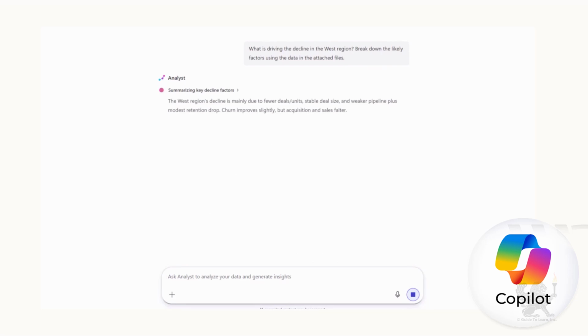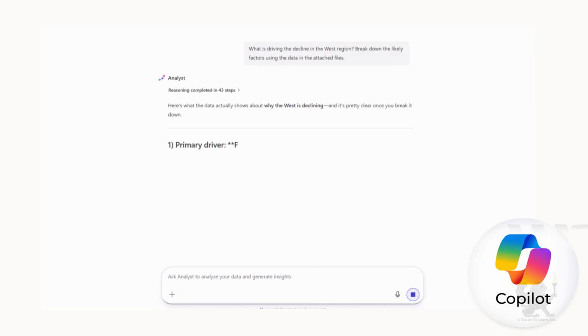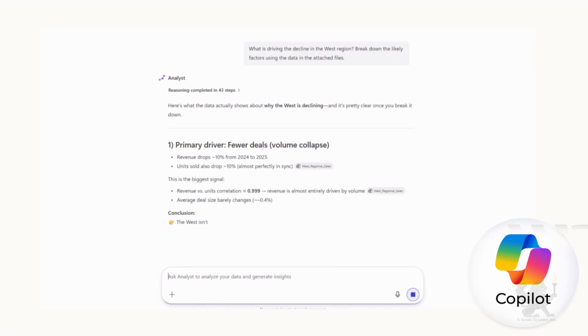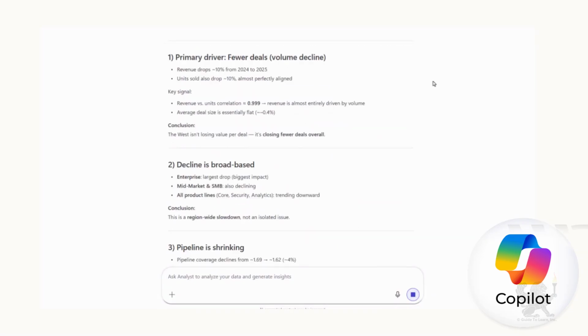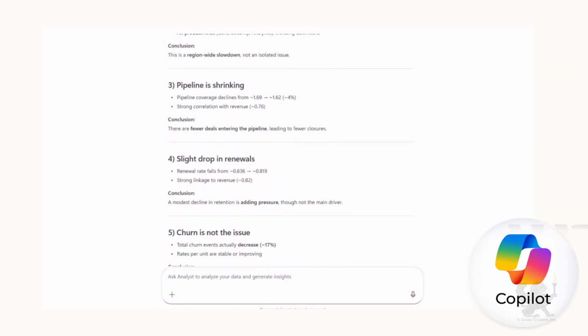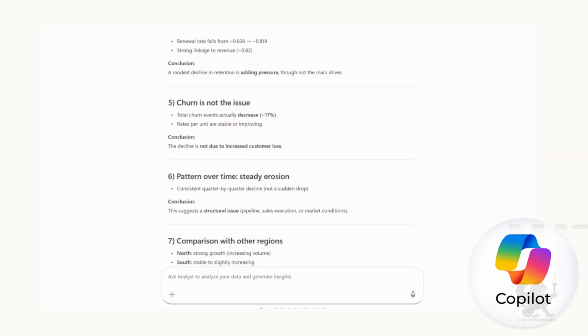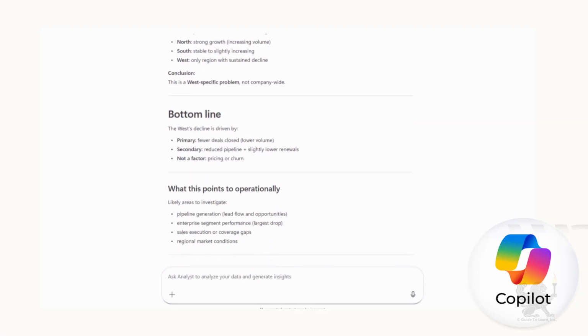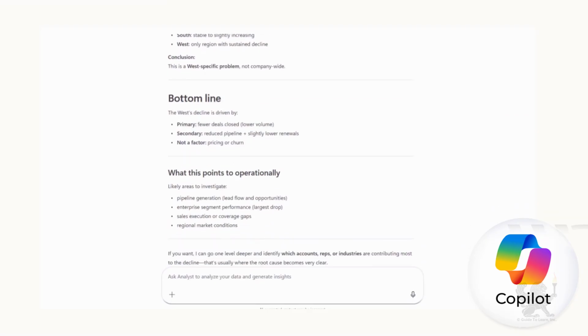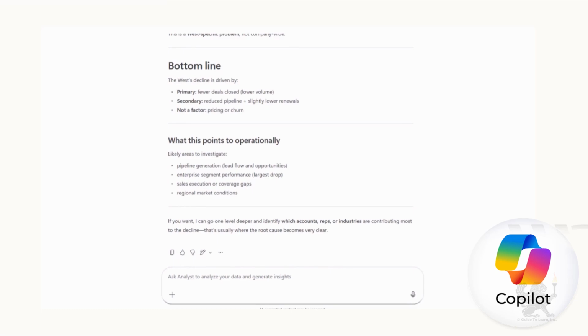Behind the scenes, the analyst agent reads all 3 files, compares trends among the regions and between quarters, and then identifies patterns across segments, accounts, and revenue changes. It identifies that the decline in the West region is primarily driven by fewer deals being closed. It also summarizes that reduced pipeline and slightly lower renewals are contributing factors. The response highlights where Alex should investigate next, including pipeline generation, enterprise segment performance, and potential gaps in sales execution. Now Alex knows she'll focus on the West region's file, starting with enterprise accounts and deal activity when she moves into Excel.